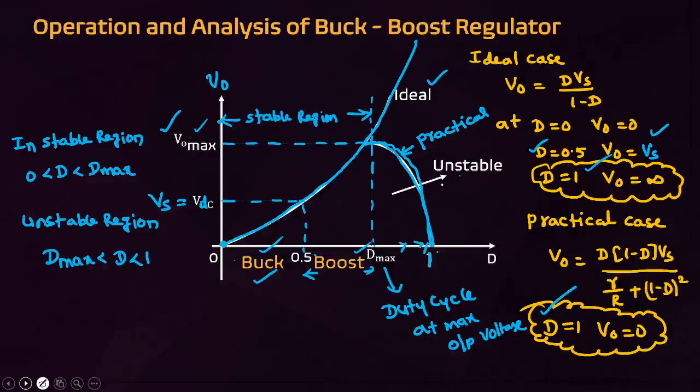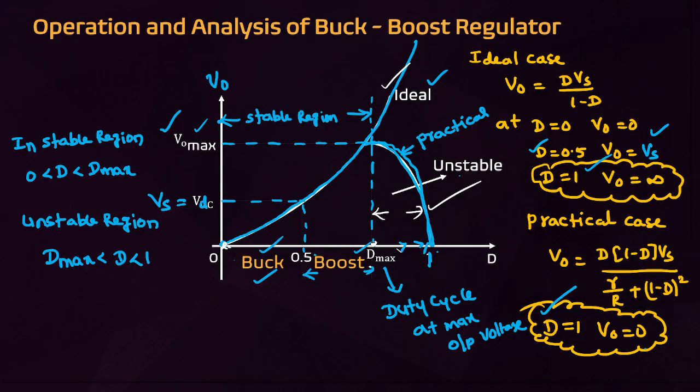And this is the characteristics for practical case. This is the characteristics for ideal case, and this is the unstable characteristics. From this point to this point, unstable, friends. From this point to this point, only stable characteristics. Even boost regulator also, from this point to this point up to D maxima, that is the stable operation. Greater than D maxima, it is unstable operation.